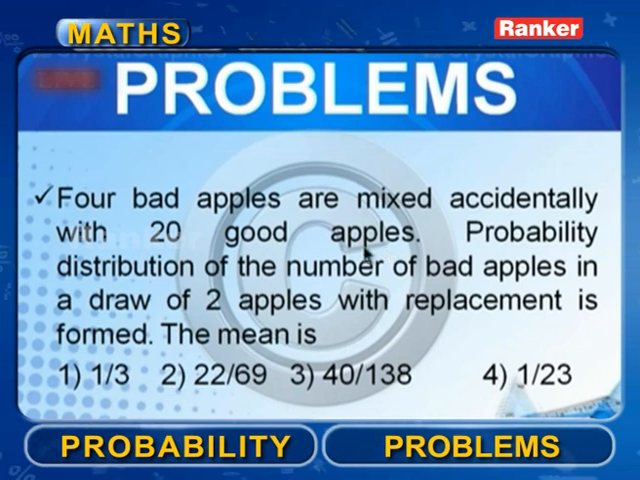Find the probability distribution of the number of bad apples in a draw of 2 apples with replacement, and then its mean. How many apples are there in total? 24. How many are good? 20. How many are bad? 4. And we need the probability distribution of the number of bad apples when 2 apples are drawn from the 24 apples.